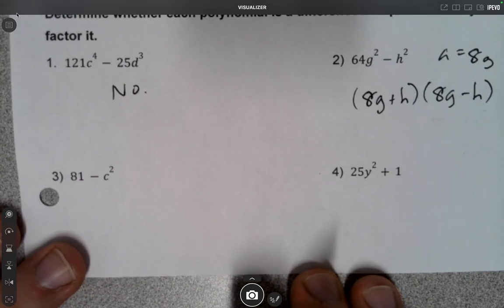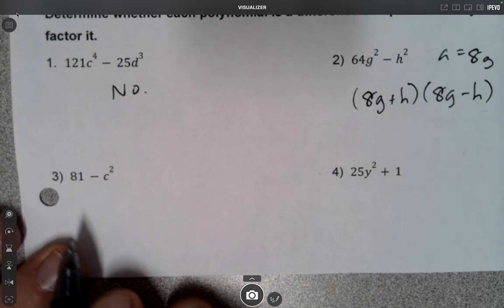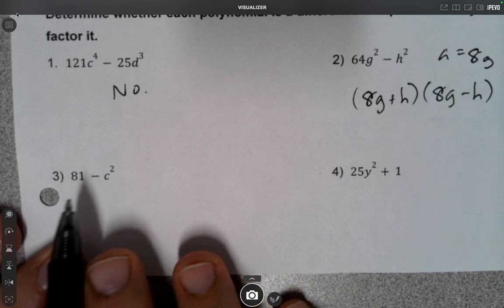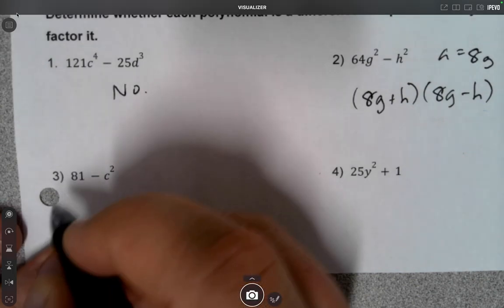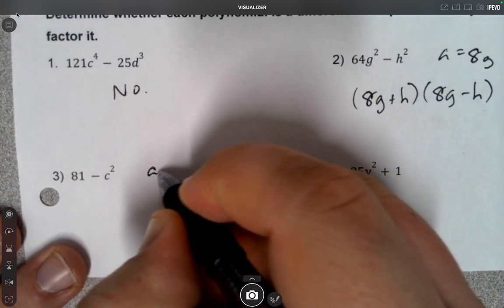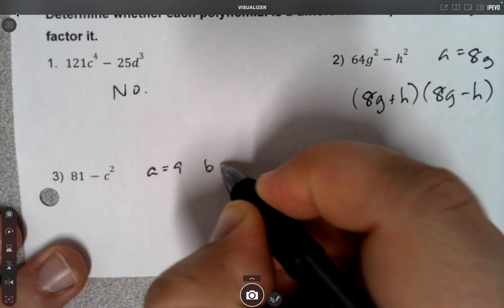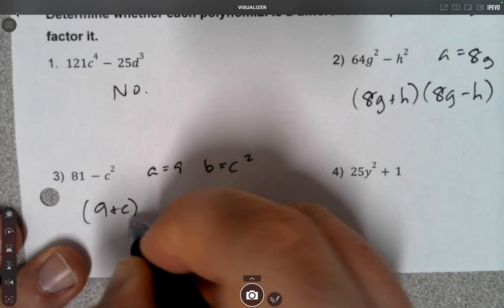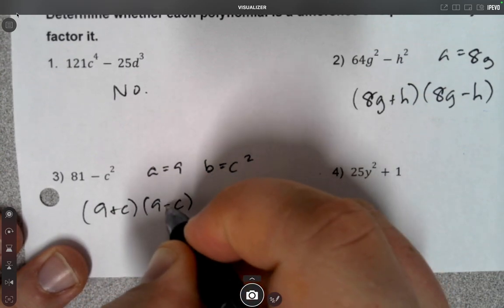Okay, number 3. This is two terms. They are being subtracted, and they are both perfect squares. So we can say the square root of 81 is 9. The square root of c squared is c. So we'll do 9 plus c, 9 minus c.